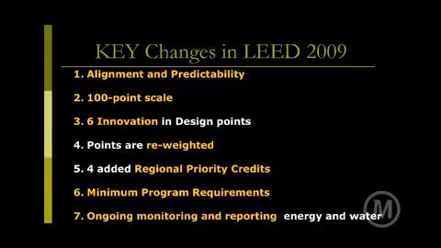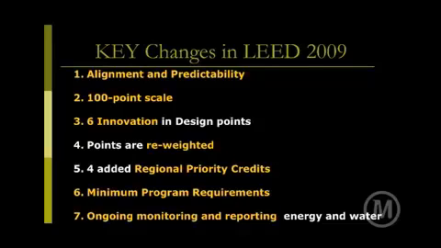Alignment and predictability. We're going to talk about each one of these in depth, so I won't get carried away now. 100-point scale. I will mention that before it was 69 points, and it was just very arbitrary, and it was hard to remember where that threshold was between LEED Silver building and LEED Gold. So 100 points. They made it a more logical point scale, in my opinion. Another improvement, 6 innovation in design points. That's one additional to before. So more encouragement to think outside the box.